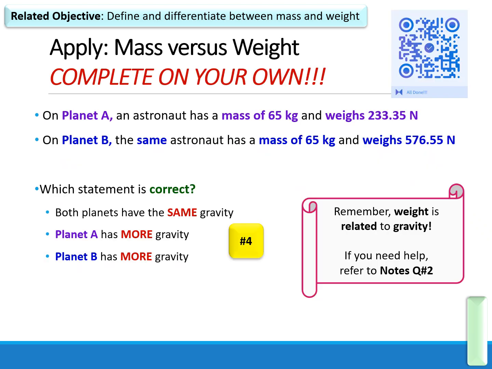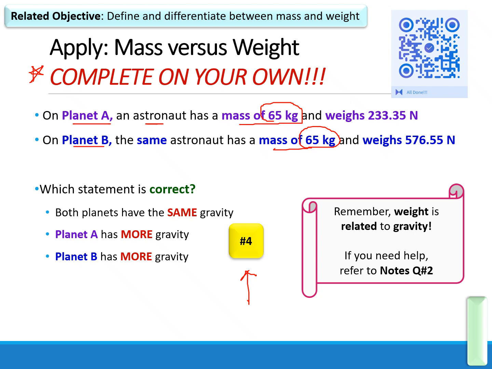Okay. So question number 4 is complete on your own. Here we see we have 2 planets, planet A and planet B, and we have a single astronaut, and the astronaut has a mass of 65 kilograms on planet A and a mass of 65 kilograms on planet B. However, their weight is very different.